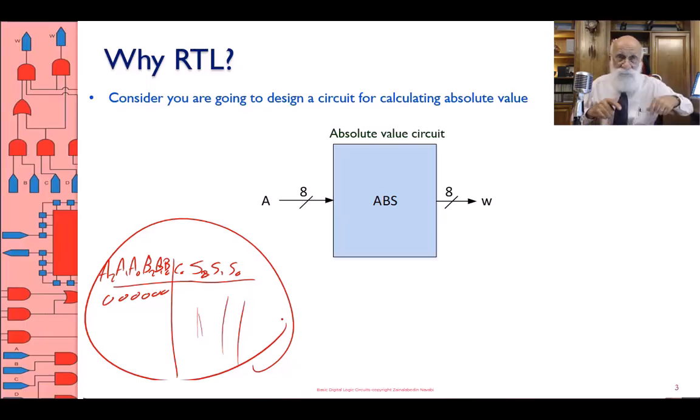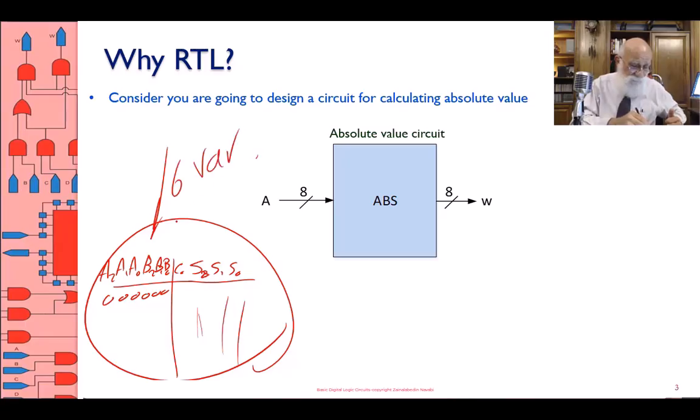Well, right here, I said 6 variable map is impossible. It's not impossible, but then it's bad. But for the absolute value circuit, I'm talking about 8 variable maps. And even more than the adder circuit here, I need eight variable maps. So that's not the way. That's really not the way to go about this.